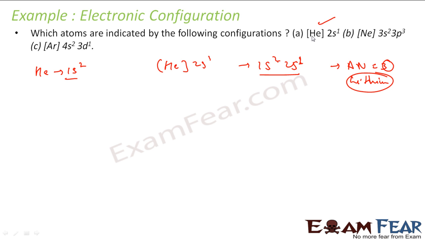This is done. Second is neon 3s2, 3p3. Neon I know, or I can directly say, what is the atomic number for neon? 10, 10 plus 2, 12 plus 3, 15. So neon 3s2, 3p3, atomic number is 15. Correct? So atomic number 15 is what? Phosphorus.